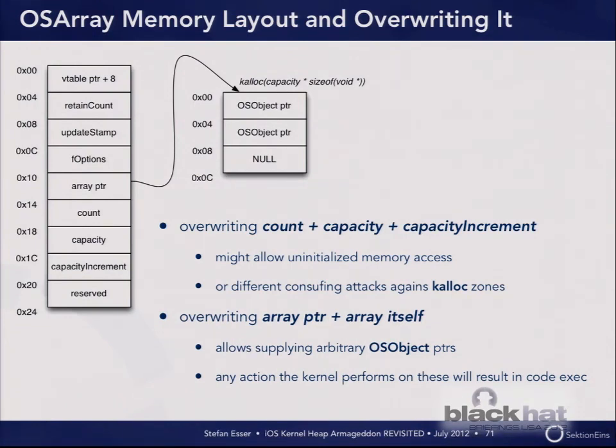That means if you can overwrite the array pointer or the array itself, you can basically make the kernel use OS objects that are actually fake objects supplied by you. Any action the kernel performs on these objects will again result in code execution. And if you overwrite all the other fields in there, the count, the capacity, and so on, then again you can do info leaks, because you can read uninitialized memory, or you can do these confusion attacks so that memory is returned into the wrong kalloc zone and so on.